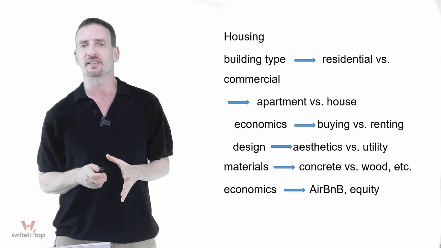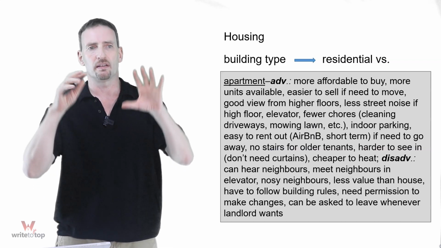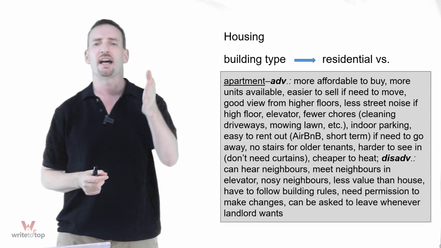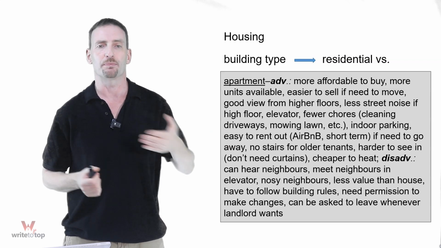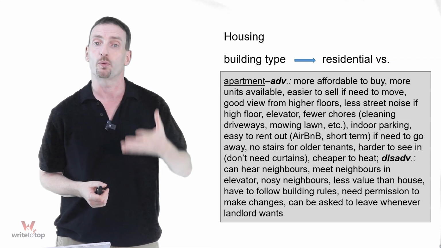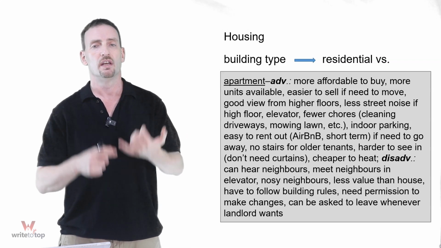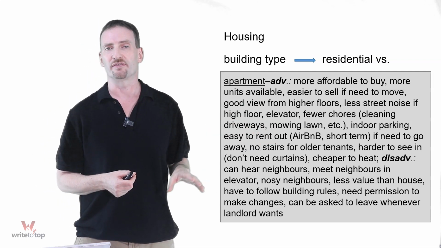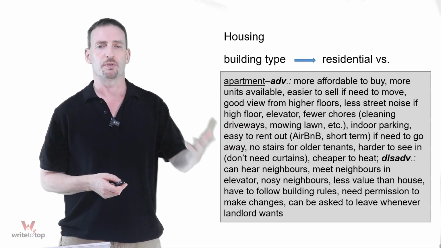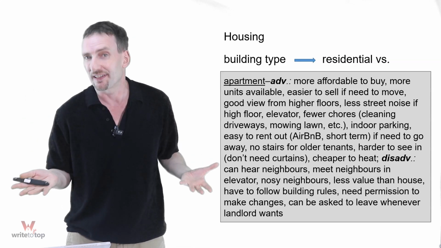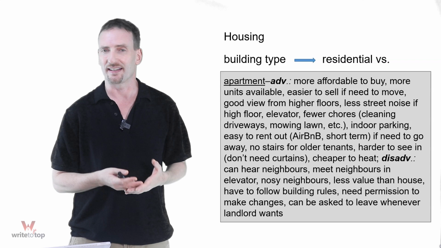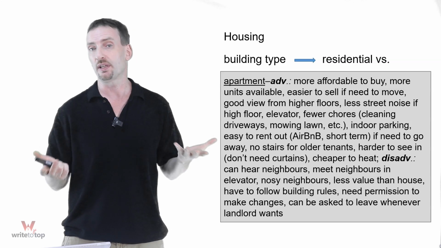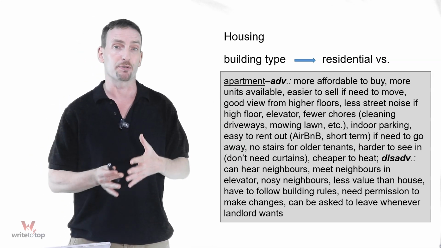So you take all of these different subtopics and then you start creating more specific ideas for each of the subtopics themselves. So for example, if you have apartment versus house, start by looking at an apartment. What are the advantages of living in an apartment? It's more affordable, more units are available, etc. Also think about the disadvantages of living in an apartment. You can hear your neighbors, you can meet your neighbors in the elevator. For some people that's an advantage, for some people that's a disadvantage because you want a little bit of privacy, which you would get in a house. So that's one of the arguments you can make in your essay, is the neighbor situation, right?